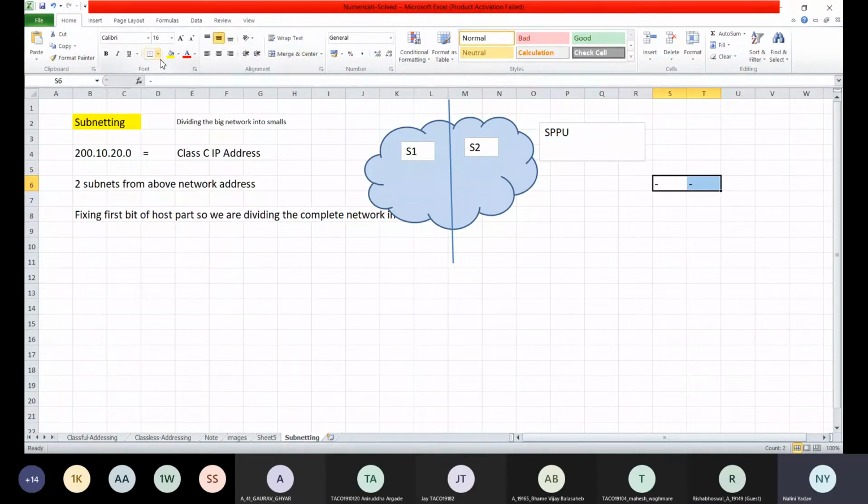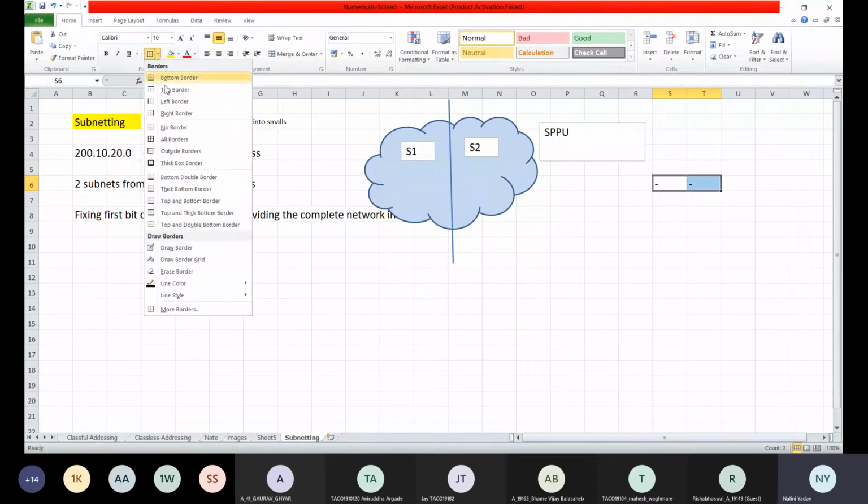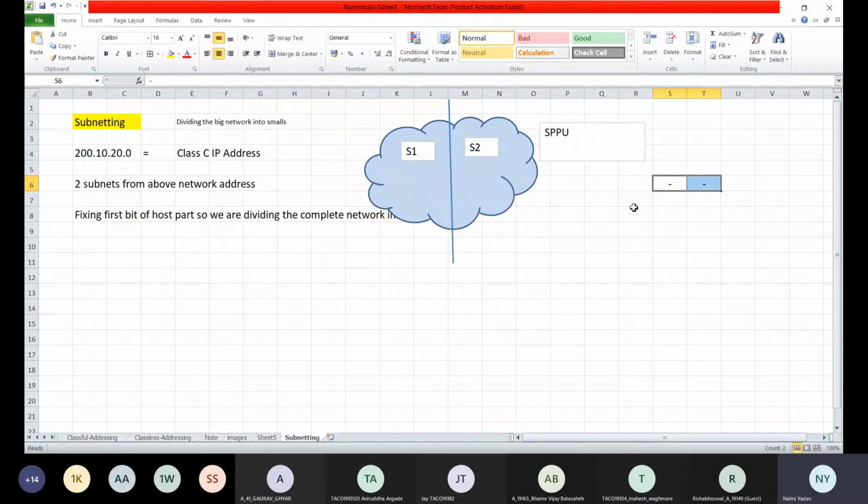Now with these two positions, how many combinations are possible? The possible combinations are 0,0. Then I have 0,1. I have 1,0. And the last one is 1,1. Correct? So with two bits, if I fix two bits, I get four combinations.